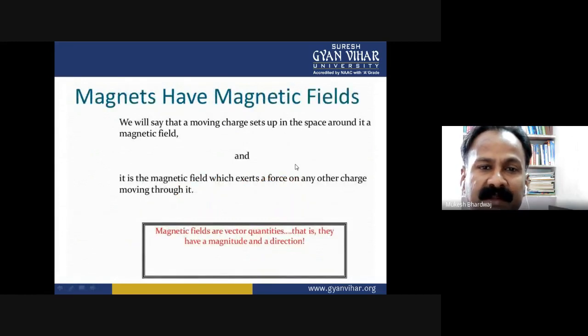Magnets have magnetic fields. We will say that a moving charge sets up a magnetic field in the space around it, and it is the magnetic field which exerts a force on any other charge moving through it. Magnetic fields are vector quantities, that is, they have magnitude and direction.